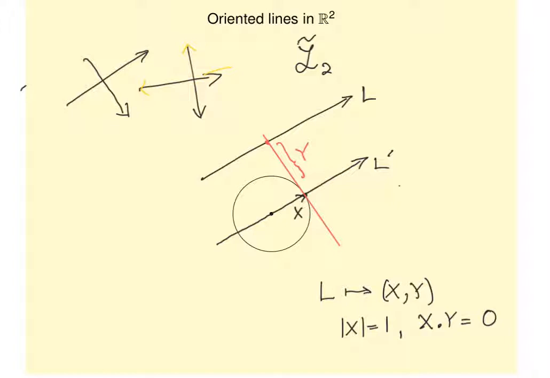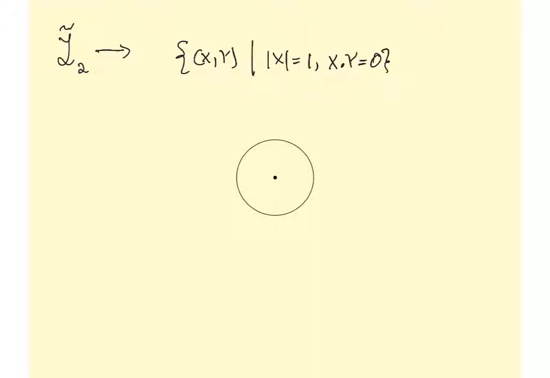So next page, I'll write that up there. I've got a map. I won't give it a single symbol, from L2 tilde to a set which I'm going to call K2. It'll be the set of all those pairs xy in R2 cross R2 such that the norm of x is 1 and x dot y is 0. And I'll call that K2. This is just a temporary notation for this video.